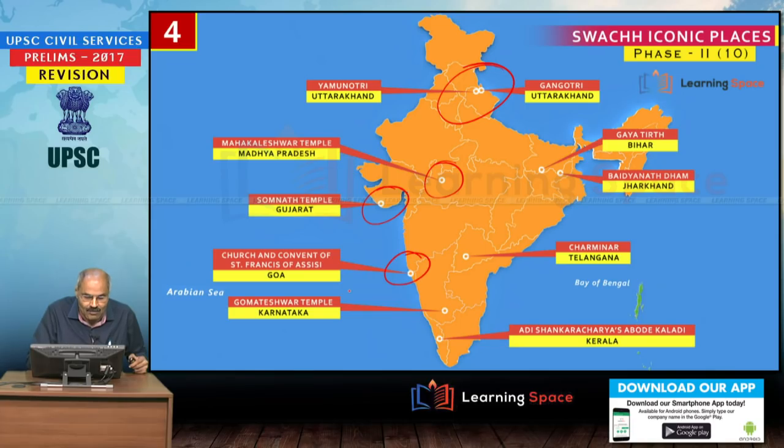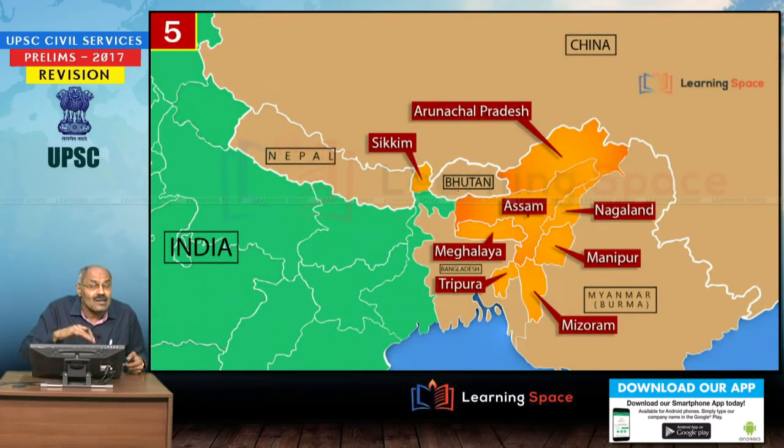Francis of Assisi, Goa, then Gomateshwar temple, this is Shravan Belagola in Karnataka, then Adi Shankaracharya's abode, this is Kaladi in Kerala, then Charminar, Hyderabad, Telangana, then Baidyanath Dham in Jharkhand, then Gaya Tirth in Bihar. So these places from examination perspective are very important. So please look into the maps with regard to Hriday, Prasad, Swachh iconic places phase 1, Swachh iconic places phase 2.